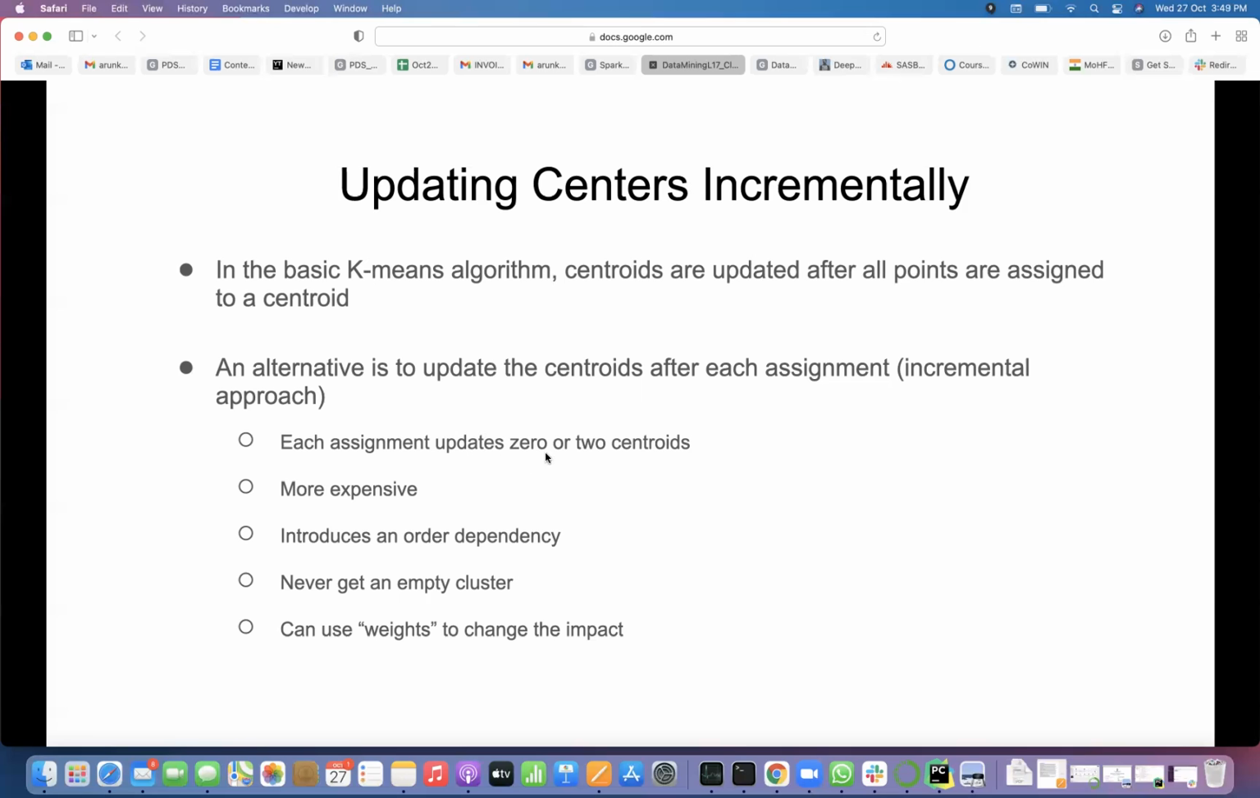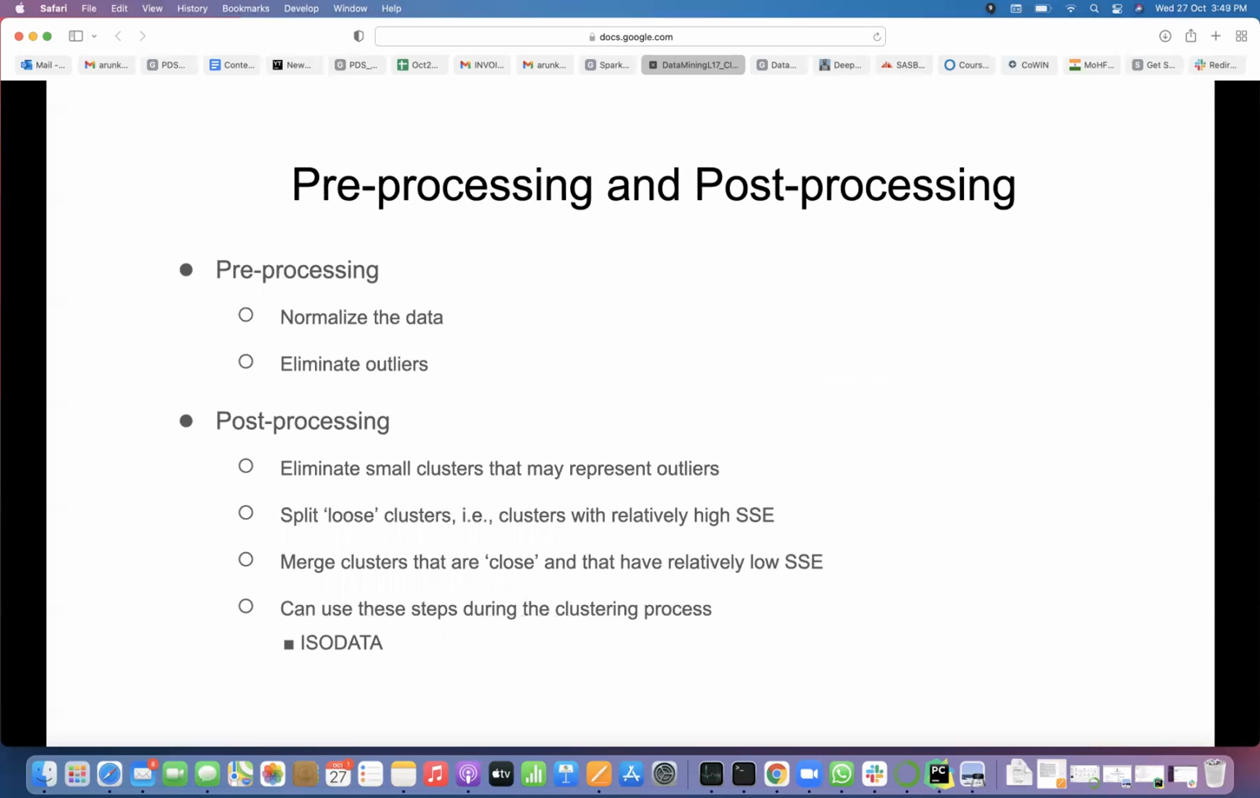Each assignment updates 0 or 2 centroids. It is more expensive, introduces an order dependency, never gets an empty cluster, and can use weights to change the impact. So if you use this, it is more expensive, but the advantage is you don't get empty clusters. Then pre-processing and post-processing can also be done.